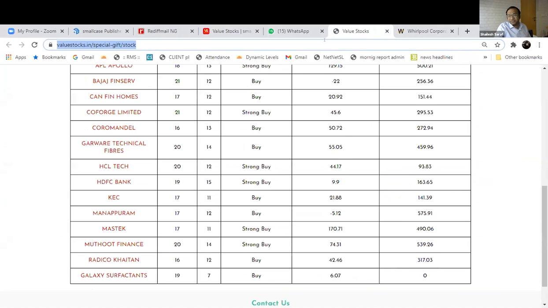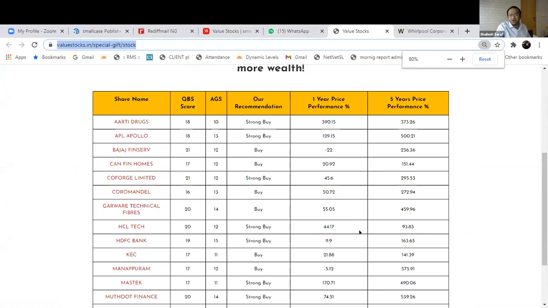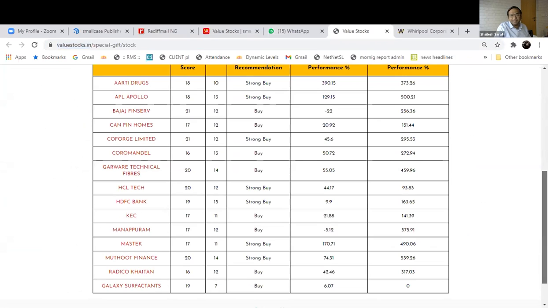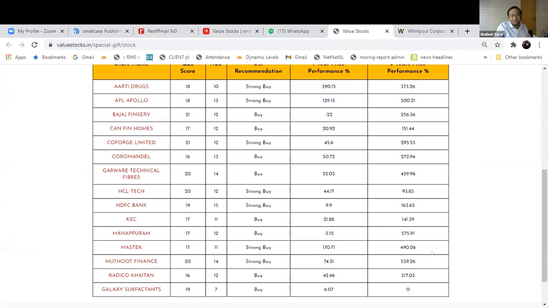These are the stocks we have given for Diwali to everyone. Our favorite stocks. Show this, Vikas. I hope everybody has received the stock names. Yes, sir. Aarti Drugs, APL, Bajaj Finserv, Canfin, Coforge, Coromandel, Garware Technical, HCL, HDFC.